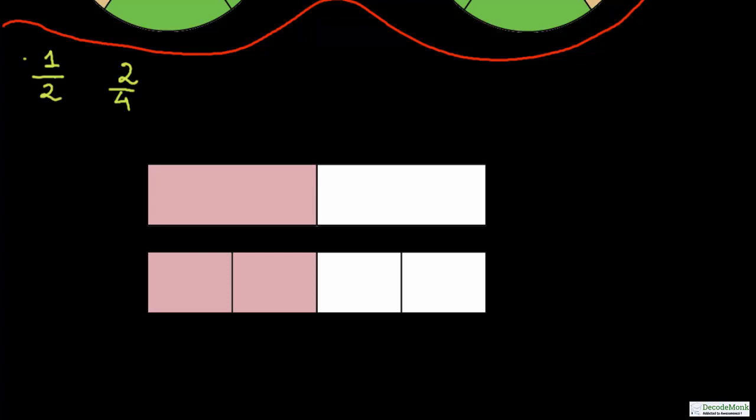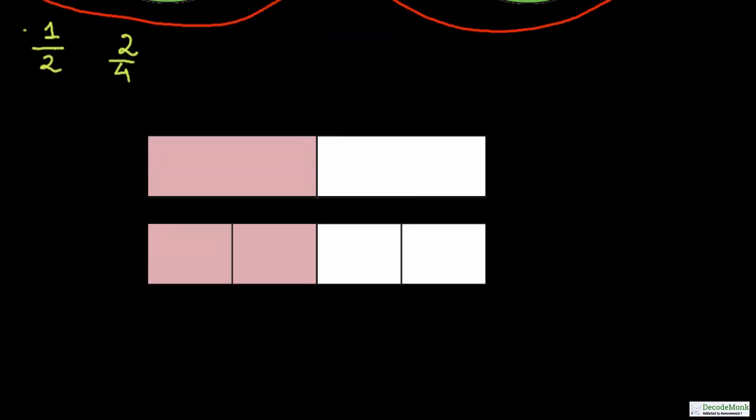Here I have drawn two rectangles. This rectangle represents fraction A, and suppose this figure represents fraction B. Let me tell you how. First of all, please see that we have two big rectangles of the same size. These two big rectangles are of the same size.